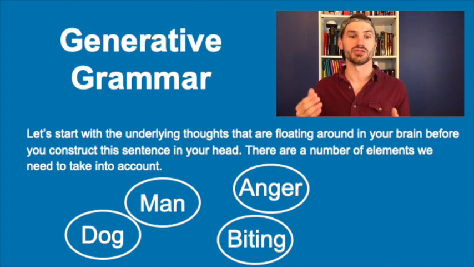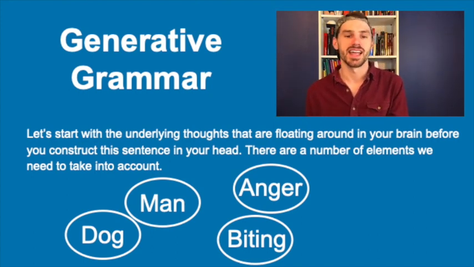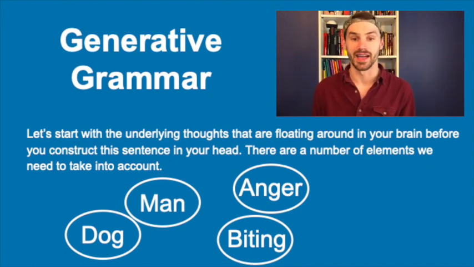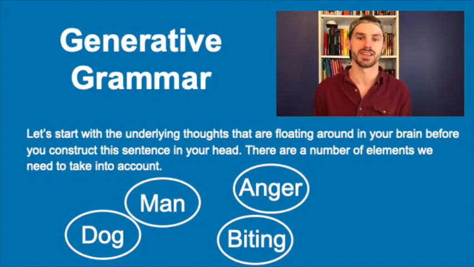So let's assume that you just read about, or heard about, or witnessed an angry dog that bit a man, and you want to tell someone about it. In order to generate a sentence on that subject, you would basically start off with these 4 simple concepts that I have listed here floating around in their little bubbles.